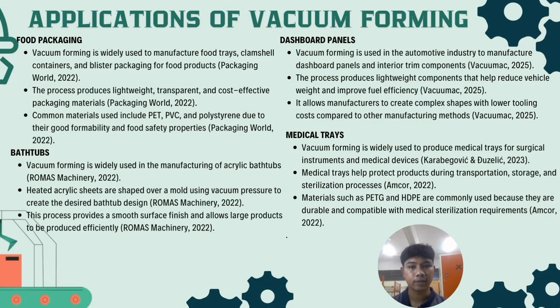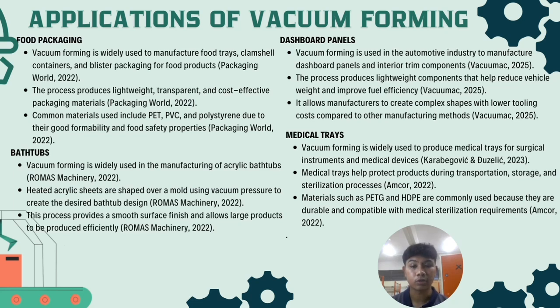For the next slide, I will explain about the applications of vacuum forming. First and foremost, food packaging. Vacuum forming is widely used in food packaging to produce food trays, clamshell containers, and blister packs. The process creates packaging that is lightweight, transparent, and cost-effective, making it suitable for protecting and displaying food products.